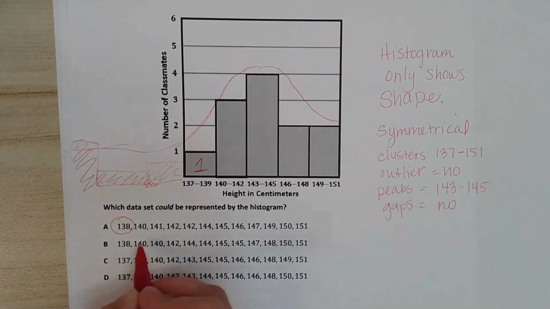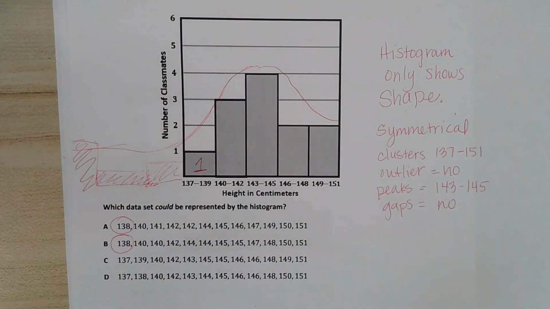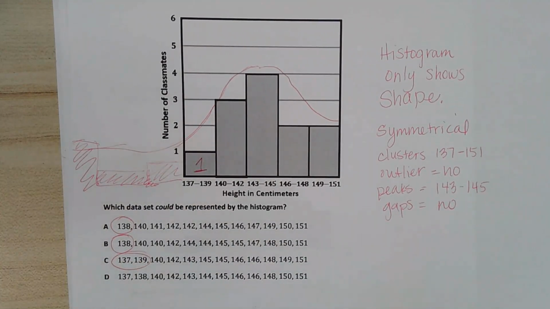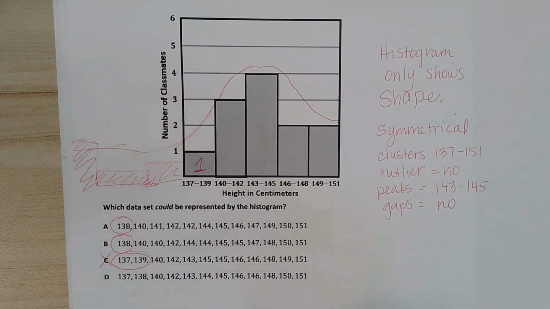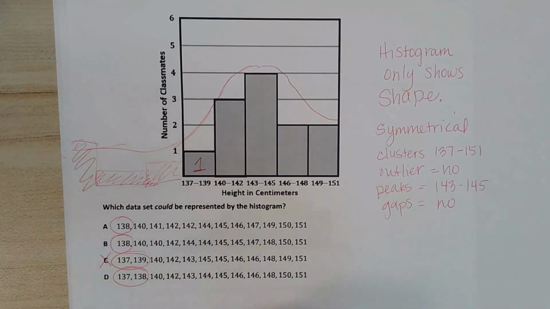Looking at B, how many is 137 to 139? One. Looking at C, two. Circle them, group them together. Now, is C an answer? No. Okay. So, what about D? All right. So, is D an answer choice? All right. So, when I'm looking at this, I got rid of C and D.